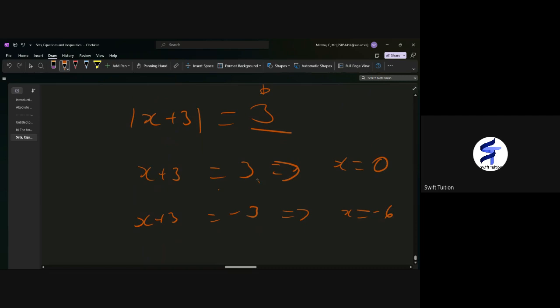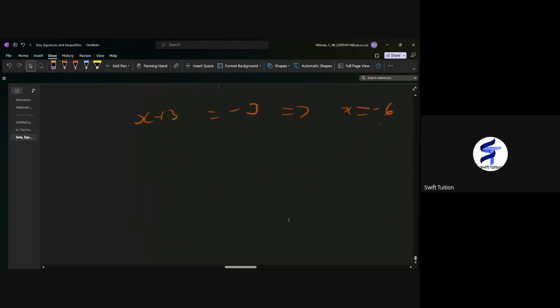If I plug in 0 over here, that's 0 plus 3, that's 3. 3 is equal to 3, obviously. And then if x is equal to -6, that's -6 plus 3, which is equal to -3, but it's inside the absolute value, so it's going to be made positive, right? So as a rule, it goes as follows.